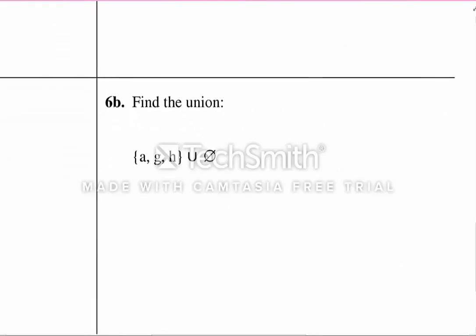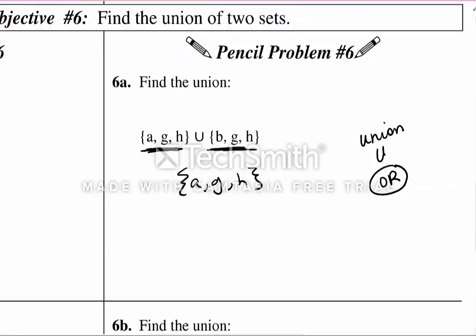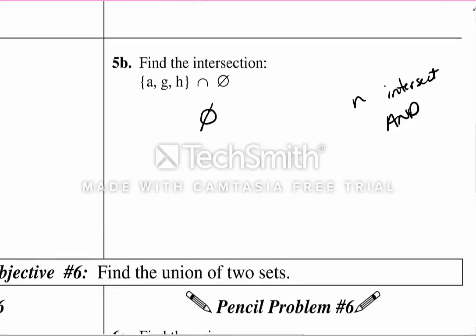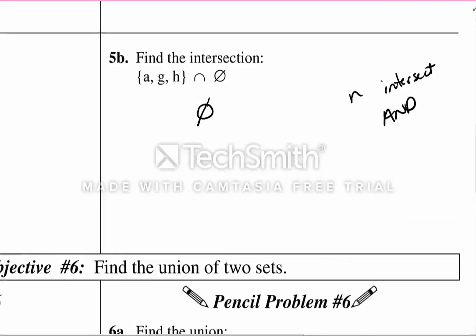So here we have find the union of A, G, H and the empty set. We're listing every element that appears in one or the other. So that would be A, G, H, and obviously this one doesn't have any elements. Notice the difference between 6B where we combined them, listing all the elements, it was the union, and 5B where we intersected them, they had none in common.